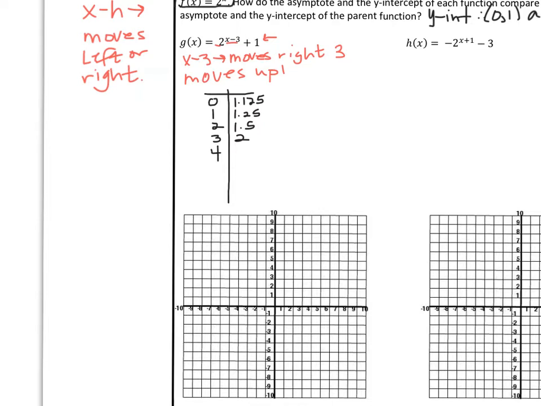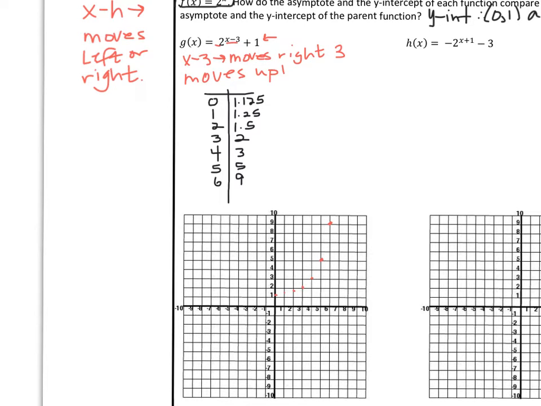We'll plug in 4. 4 minus 3 as my exponent is 1. 2 to the first power is 2, plus 1 is 3. We'll plug in 5. 5 minus 3 is 2. 2 squared is 4, plus 1 is 5. Plug in 6. 6 minus 3 is 3. 2 to the third power is positive 8, plus 1 is 9. And if we plug in 7, we get off of our graph. Go ahead and pause the video and plot these 7 coordinates, and then we'll see if it matches our description.